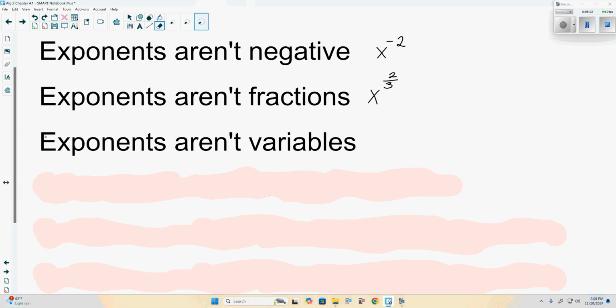Exponents aren't variables. We can't have x to the y. We really can't even have 2 to the x, either one of these. And part of the reason for this is actually 2 to the x is not a polynomial. It's actually considered an exponential. Questions on this so far?